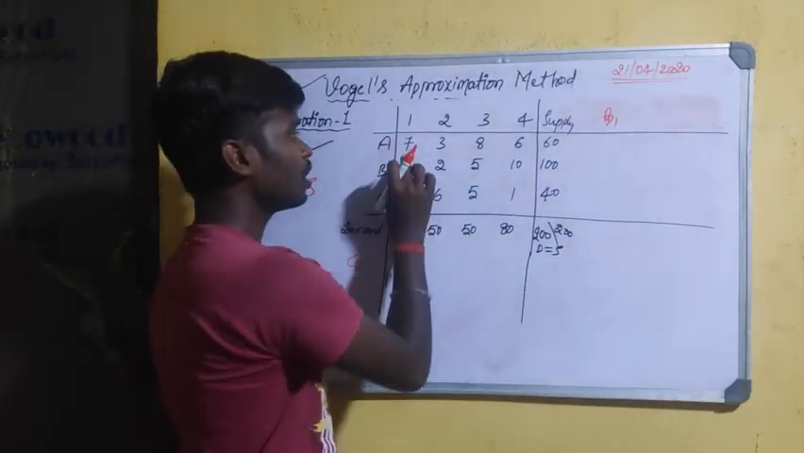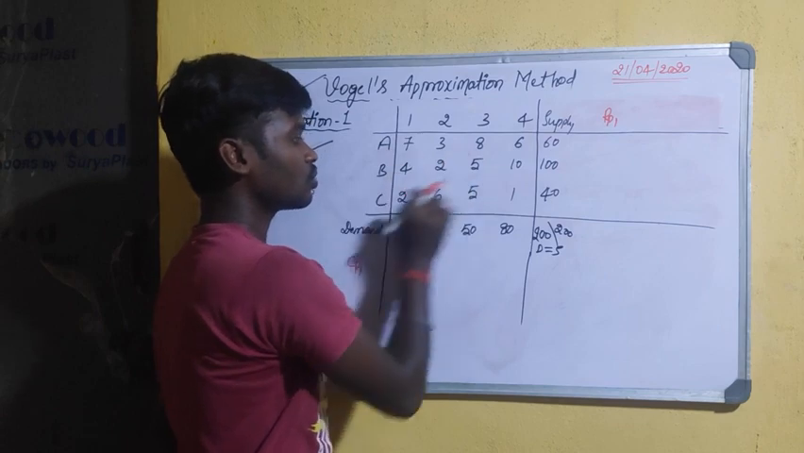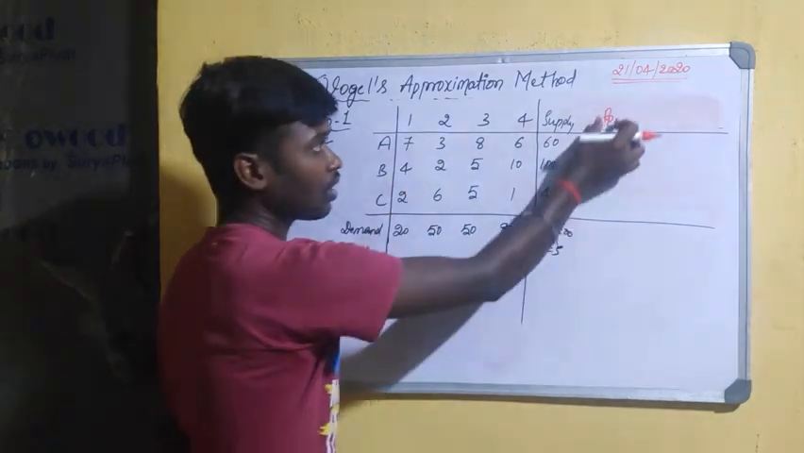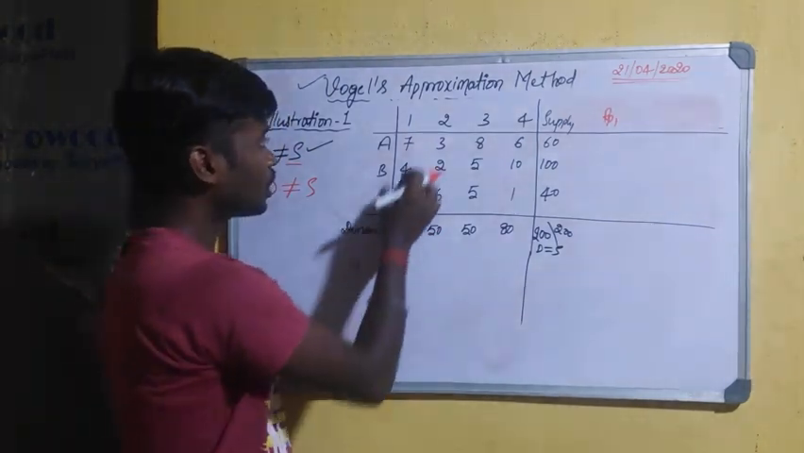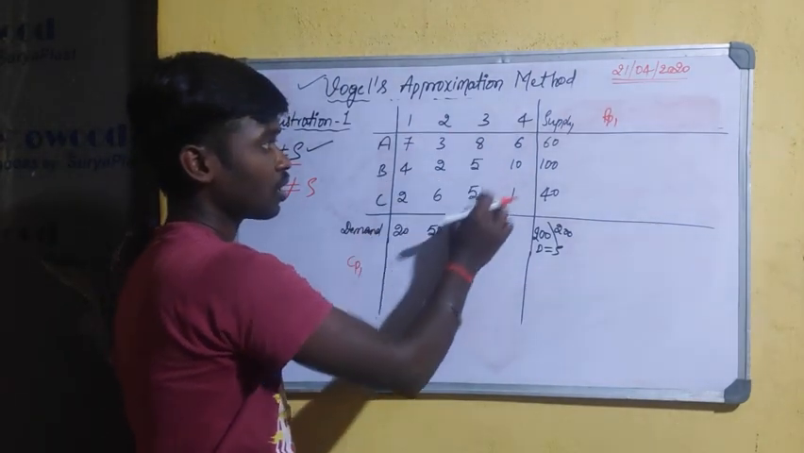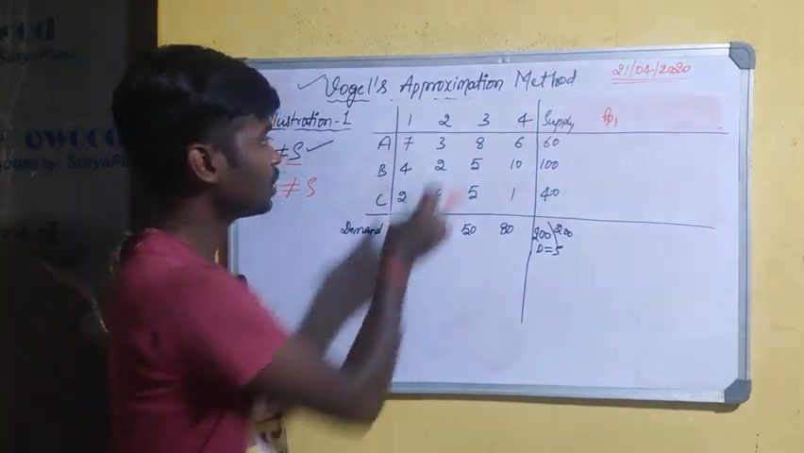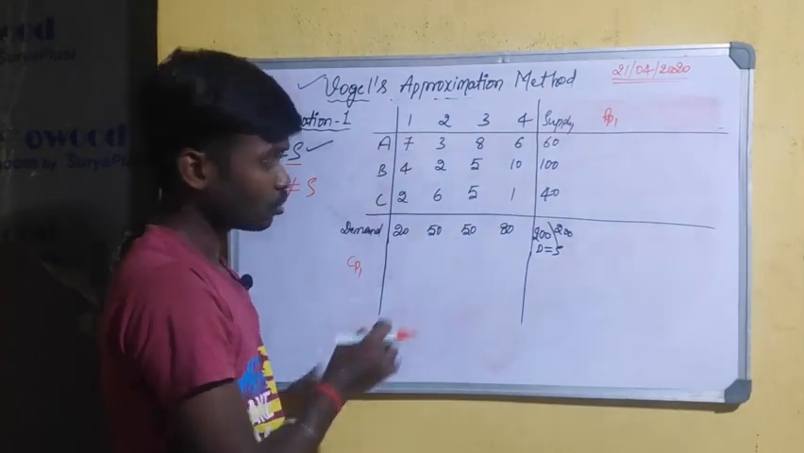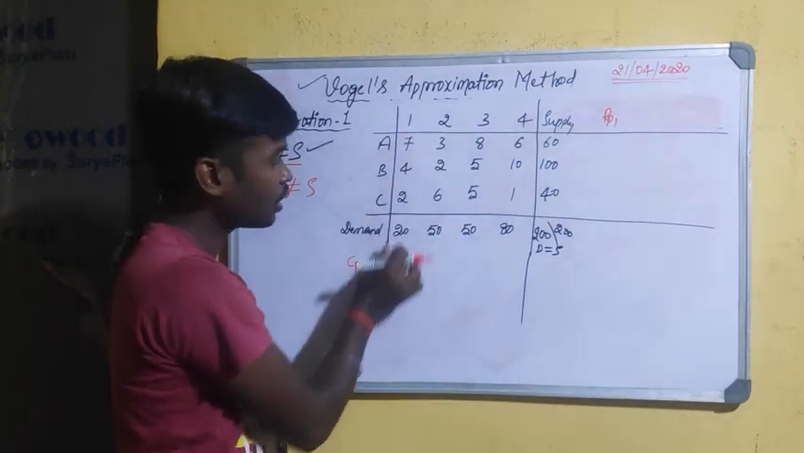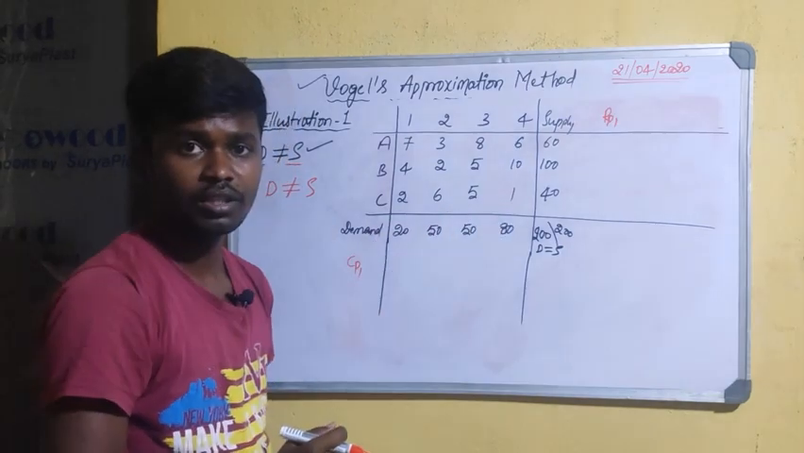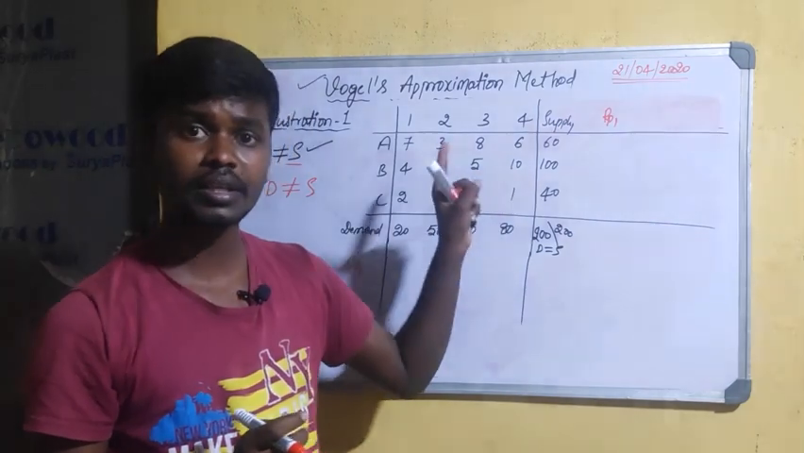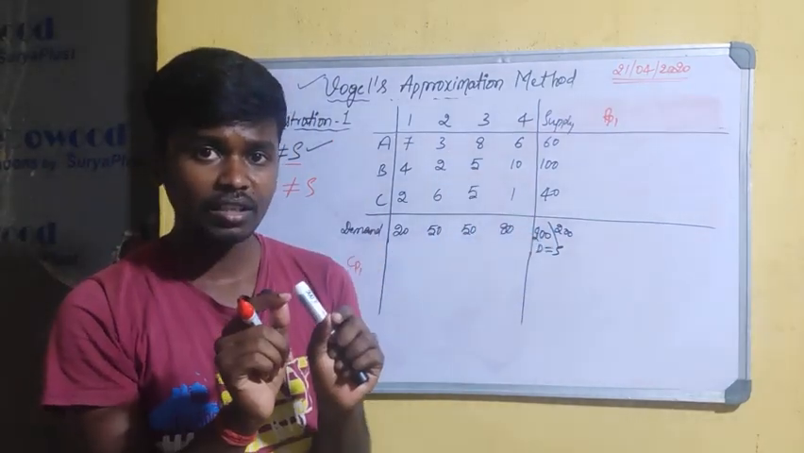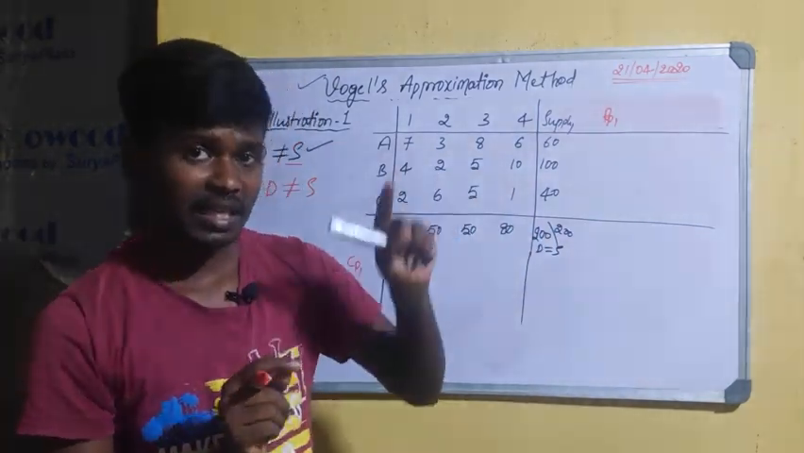There are 3 rows, so we have to calculate the row penalty for 3 rows. Also, there are 4 columns, so in order to calculate the column penalty we have to consider the 4 columns. As I already told, to calculate the penalties we have to find the least number and the second least number.